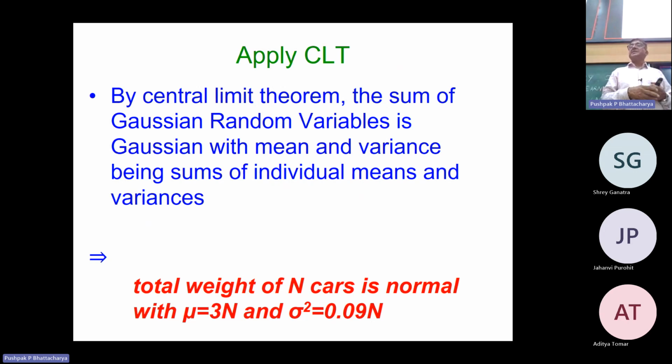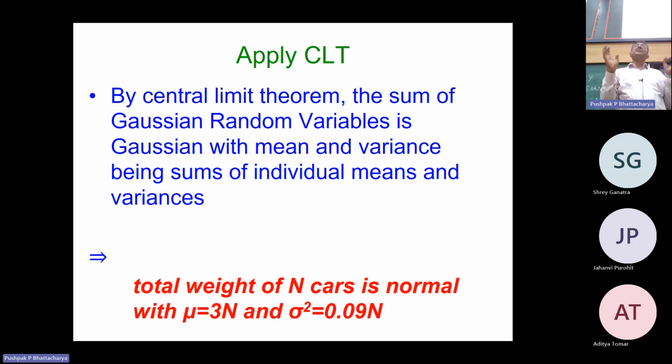But the consequence of the central limit theorem is that the sum of Gaussian random variables is Gaussian with mean and variance being sums of individual means and variances. This is the central limit theorem. Okay, the sum of Gaussian random variables is Gaussian. This itself is Gaussian with mean equal to the sum of the individual means and variance being the sum of variances. So recall that the car's mean weight is 3 and the variance is 0.3 squared, which is 0.09.